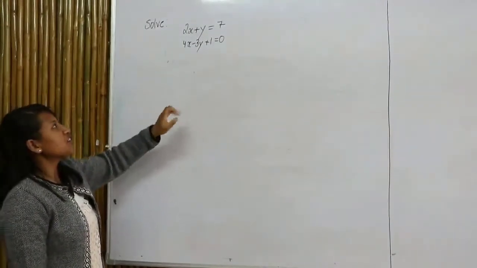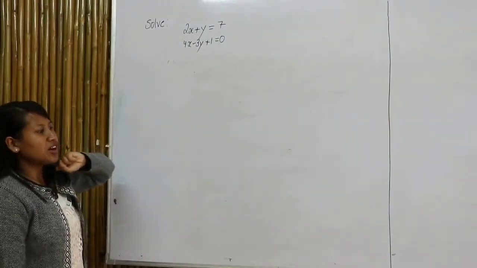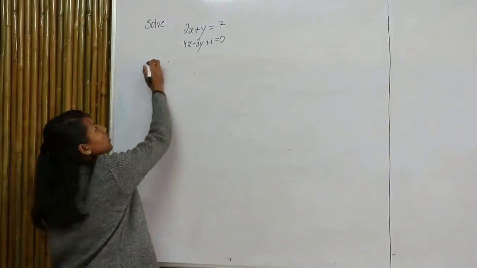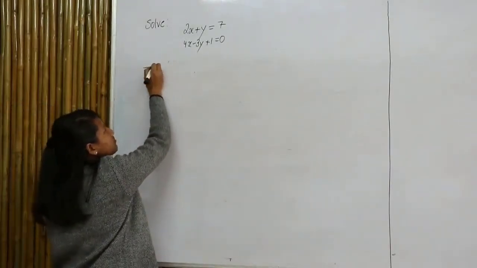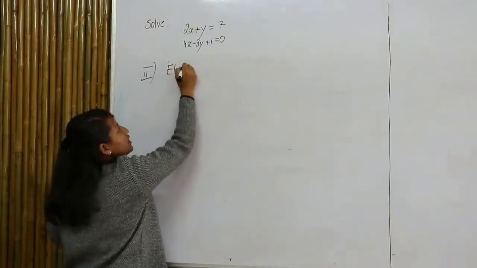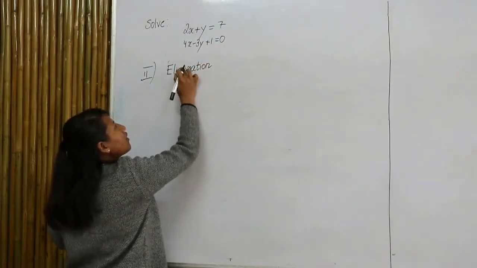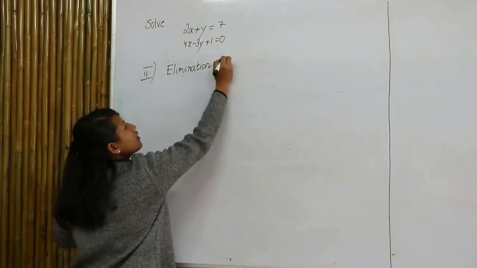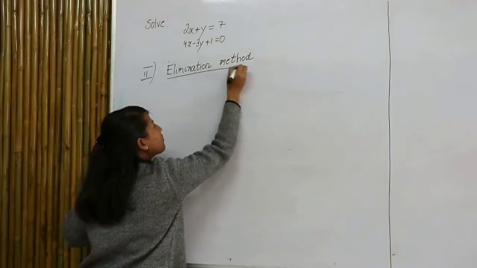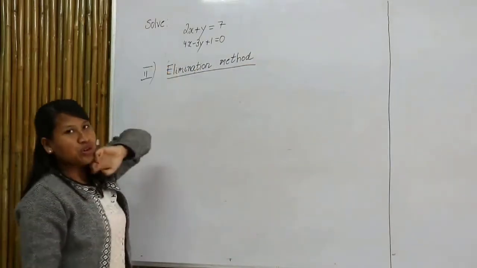Previously we solved by the substitution method and we got the answer as x equal to 2, y equal to 3, right? So now we'll solve by the elimination method. So how to solve by the elimination method? Again, take these two equations.